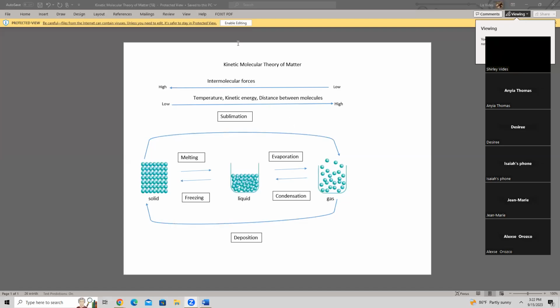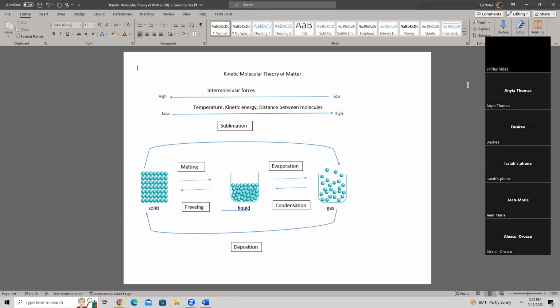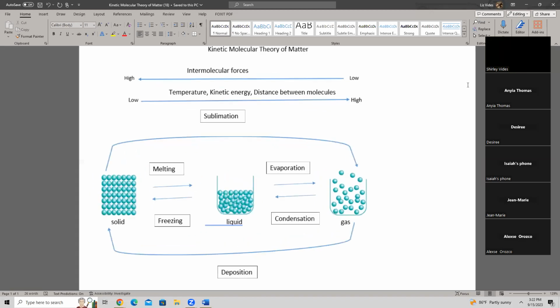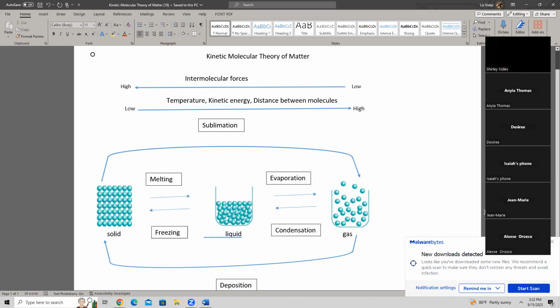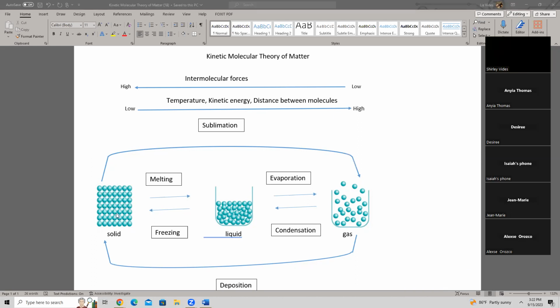All right, so you should be able to see this kinetic molecular theory of matter diagram that I have here, right? Okay, so let me make it bigger. So basically, all this is showing you how the kinetic molecular theory of matter works. If you have a solid, usually your atoms or molecules are very close together and they're in fixed positions, and all they can actually do is vibrate.